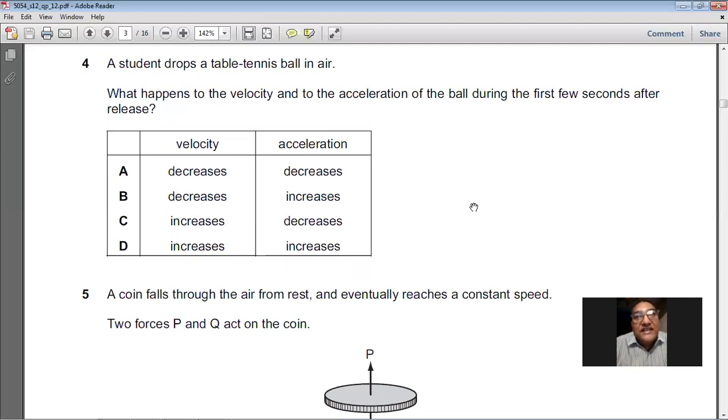The reason is the air resistance. As the body gains speed, the air resistance increases, which opposes the downward motion. So the resultant force decreases and the acceleration decreases. At the start, the acceleration is maximum, maybe 10 meters per second square, and then it gradually decreases. So velocity is increasing, but the acceleration is decreasing when you are falling down. So the best choice for question number four will be C: velocity increases, acceleration decreases.